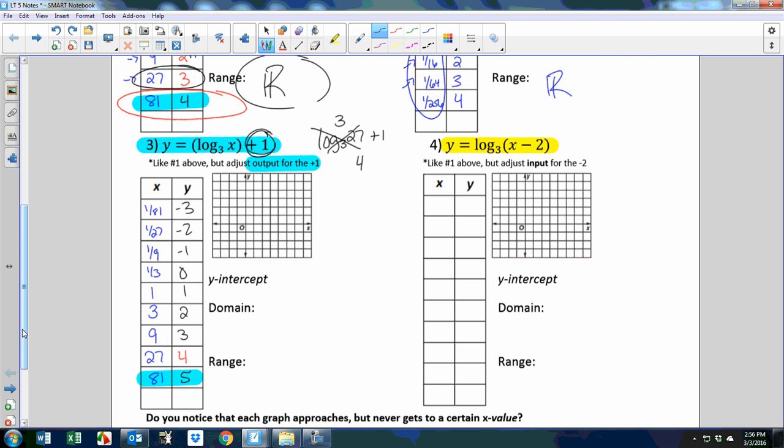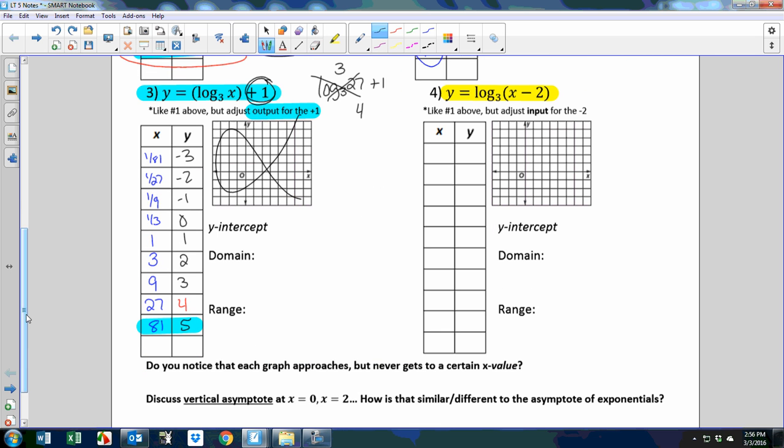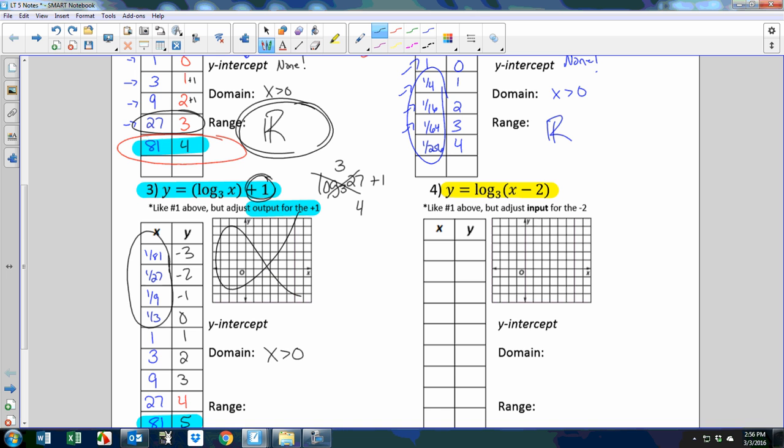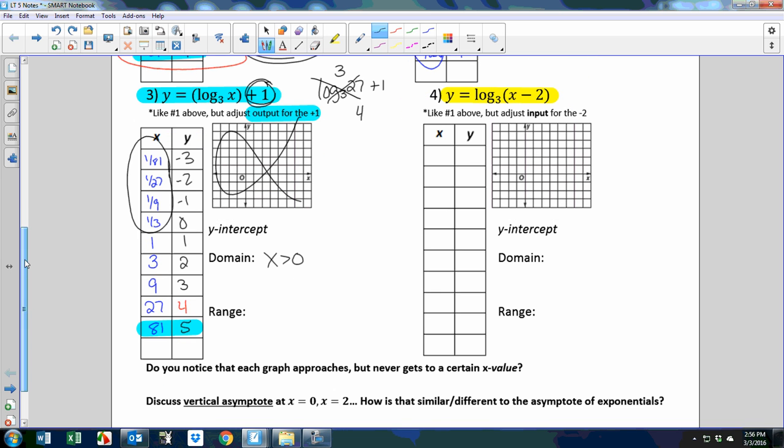All right, we're not going to graph this one, saving time on the video. Just going to point out that your x values are getting closer and closer to the decimal 0. Your y values have shifted up 1. So your domain is still greater than 0. They're getting closer and closer to 0, but we'll never get there. And your range has gone from all real numbers to all real numbers plus 1. And again, when you add 1 to infinity, you still get infinity. So it's still all real numbers.